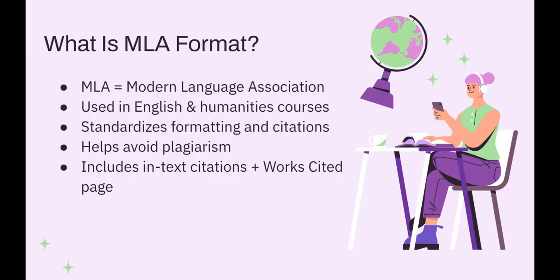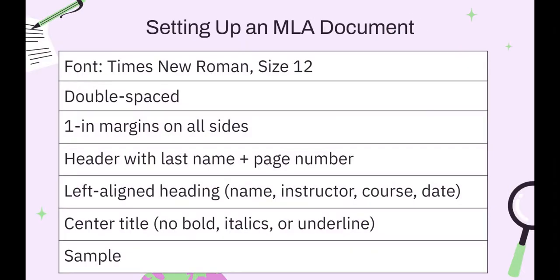It uses standardized formatting and citations to serve two main purposes. 1. To give credit to sources to avoid plagiarism, and 2. To create consistency so readers can easily follow and verify sources. It does this by using two main citation components. 1. In-text citations, which appear in the essay, and 2. A works cited page that includes full source information at the end of your essay. If you quote or use someone else's idea, MLA format tells you exactly how to give them credit.